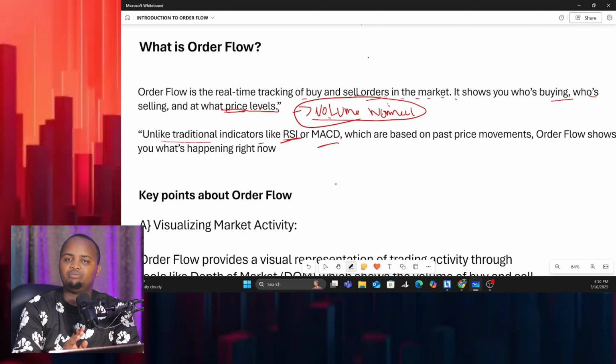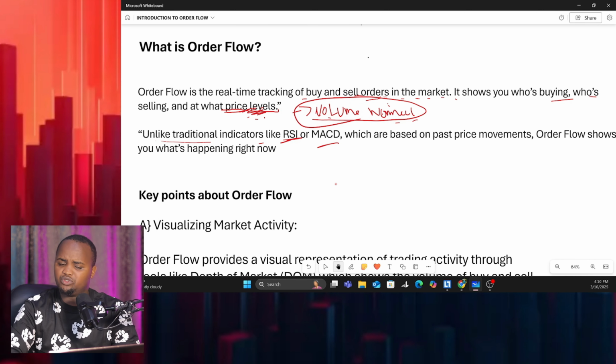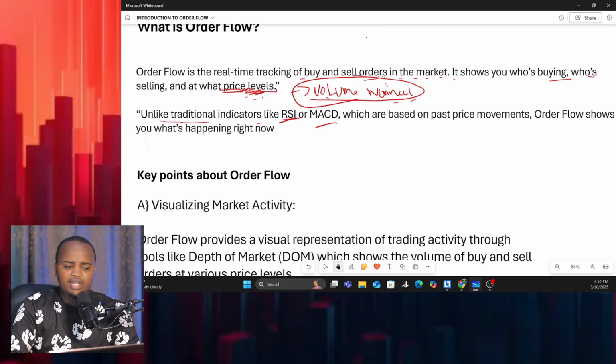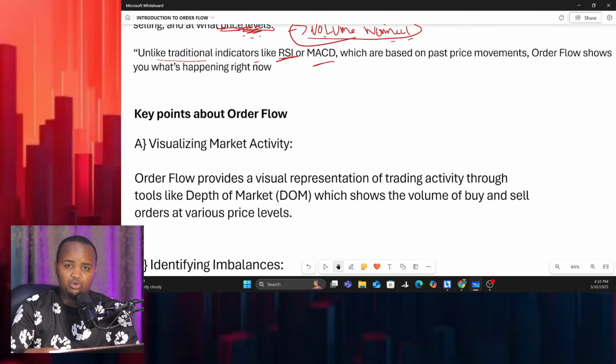So that is the most important time, because the other volume will just show what we now call the normal volume. It will just show us a time but not a specific time frame. So that is what makes it different from others. Now there are key points that order flow can help you to do.